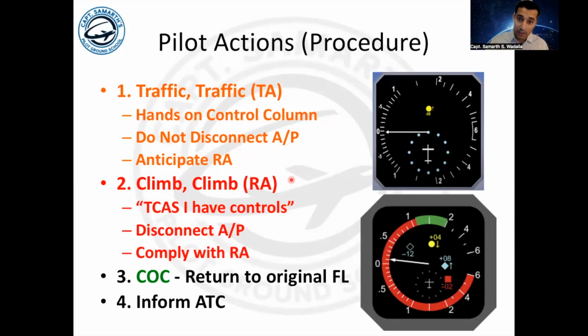If it turns into an RA and the aircraft says climb, climb, pilot flying already has his or her hands on the control column, will speak TCAS, I have controls, disconnect the autopilot. Comply with the resolution advisory, climb or descent. Put your vertical speed indicator needle in the green band. Very soon, it may turn into level off, level off. It may turn into another climb, climb, or a descent, descent. But as soon as you hear the words clear of conflict, your job is to re-engage the autopilot, go back to the flight level that you came from, inform ATC.